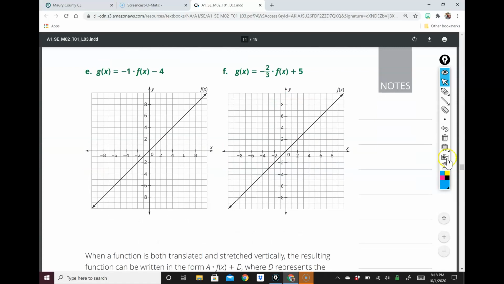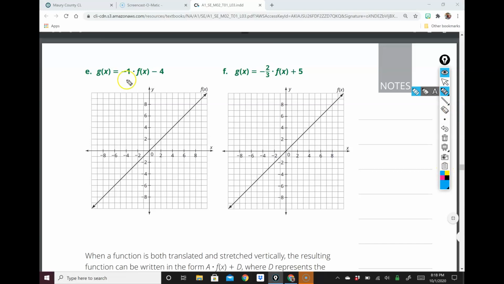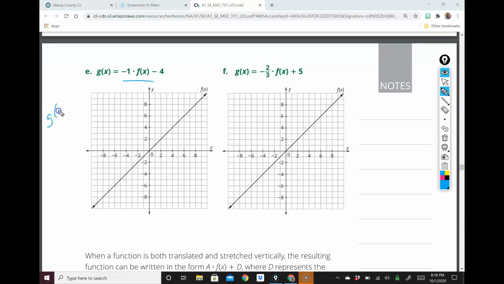For E, I'm going to multiply by -1. So g of x is going to be -1x minus 4. So I'm going to start at -4 and think of that -1 as a fraction. Down 1, right 1, down 1, right 1. Go in the other direction. So there's g of x.